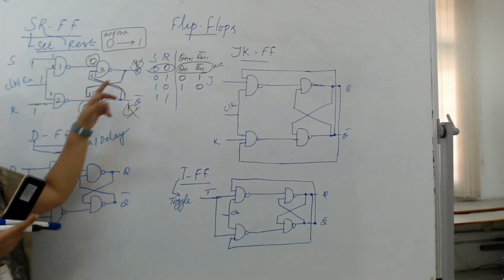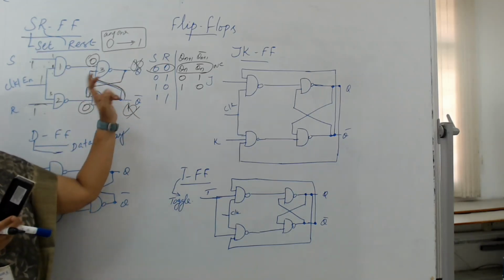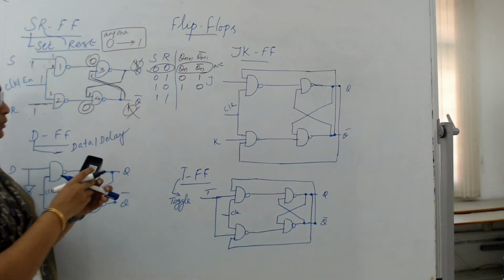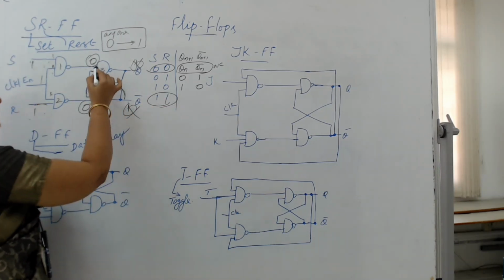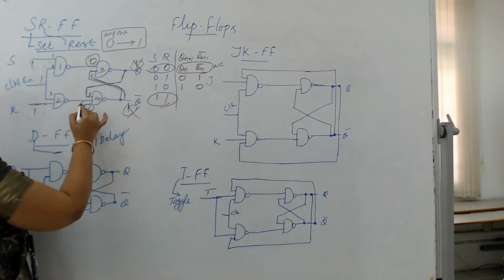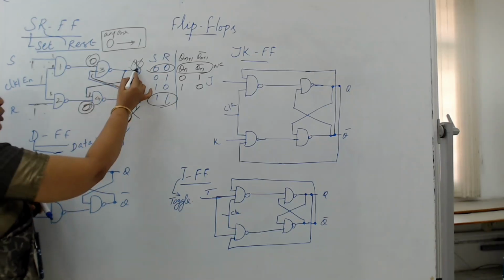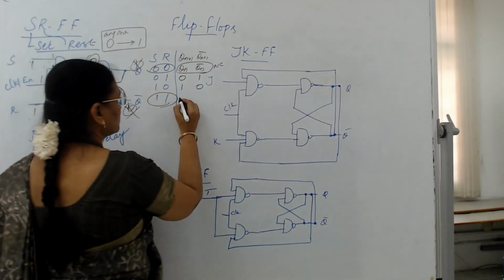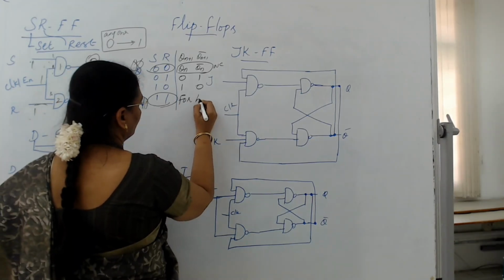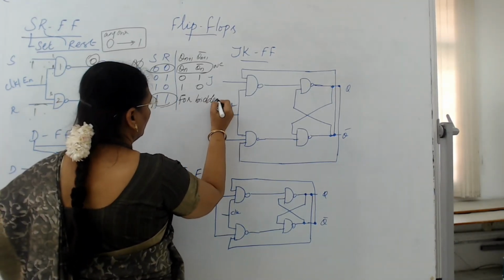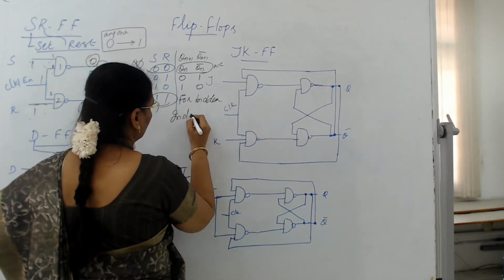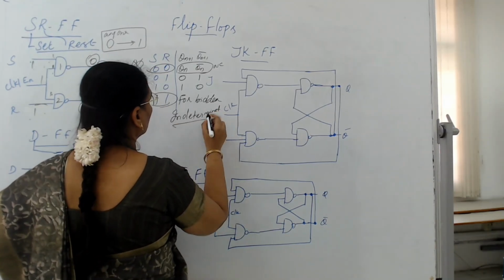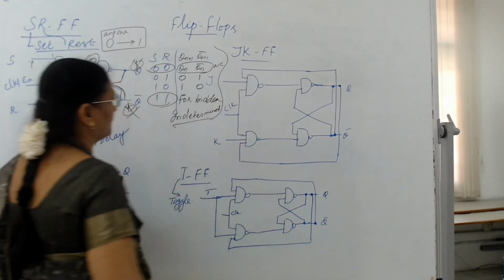Because if Q is equal to 0, Q bar is equal to 1. If Q is equal to 1, then Q bar is equal to 0. But in the case of this fourth one, both the inputs are 1, 1. The input for this 3 and 4 is 0, 0. Both the outputs are pulled to 1, 1. So this is not possible. So this case is called a forbidden state, or indeterminate state. So this is the SR flip-flop.